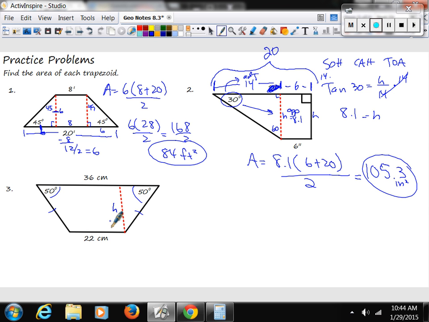And I need to solve for h in order to get this one. Can I use a 45 or 30, 60, 90, or do I have to go straight to SOHCAHTOA? You got to go to SOHCAHTOA. This is a 50-degree angle. There's no special triangle with 50. So we need to find out what this, the whole thing is 36. That means this piece from here to here is 22. So what's 36 minus 22?